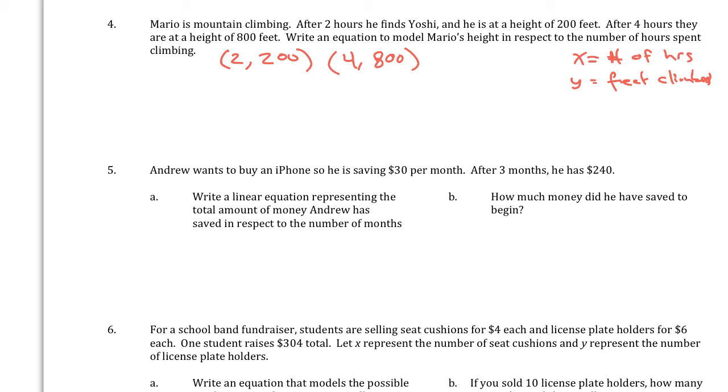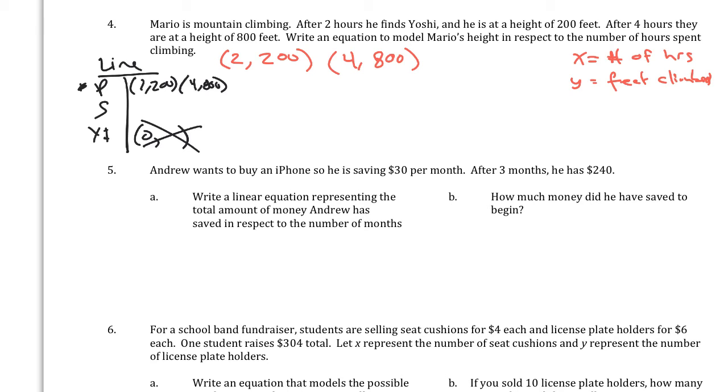And if I make my line chart to write an equation: point, slope, y-intercept. Well, neither of those is a y-intercept because they don't start with 0. We don't know what Mario's beginning height was, so we cross that off. So I do have two points, (2, 200) and (4, 800). I have the points, I need a slope. So we'll go to m equals, and we'll calculate our slope.